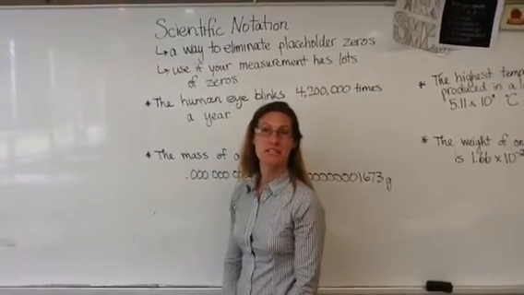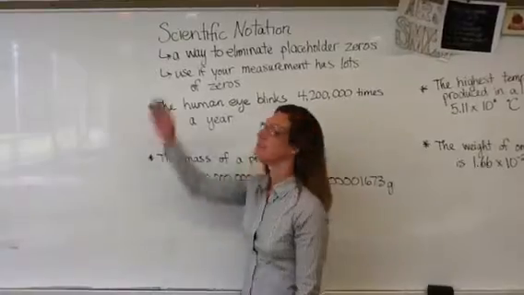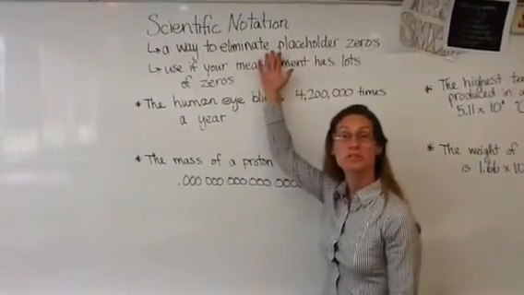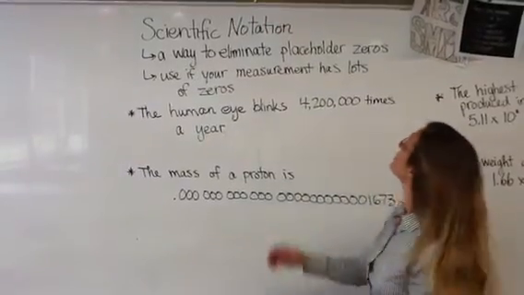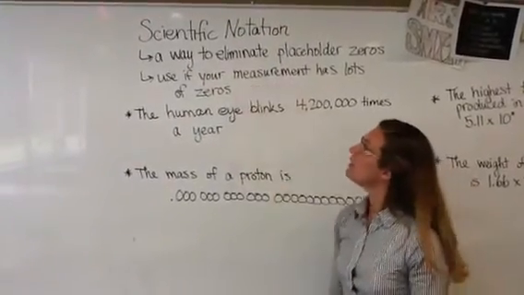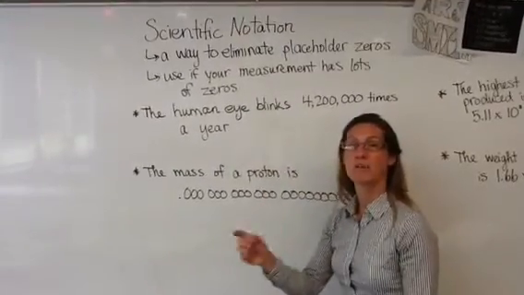At the end of this lesson you should be able to convert numbers into and out of scientific notation. Please write these down in your notes. Scientific notation is a way to eliminate the placeholder zeros in a measurement. If your measurement has lots of zeros, we want to try and eliminate those to make it quicker to write.